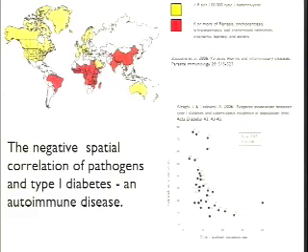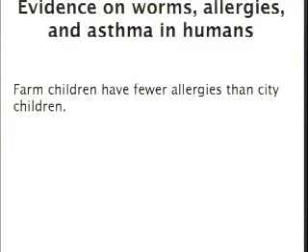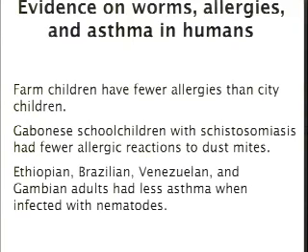This is a country-by-country correlation of type 1 diabetes and the incidence of tuberculosis, and they are negatively associated. Those are correlations. That's not causation. Now, evidence is accumulating on links between worms, allergies, and asthma. This is some of it. It's been known for some time that farm children have fewer allergies than city children. There are good studies showing Gabonese kids with schistosomiasis have fewer allergic reactions to dust mites. There are studies in Ethiopia, Brazil, Venezuela, and in Gambia that adults infected with nematodes have less asthma.